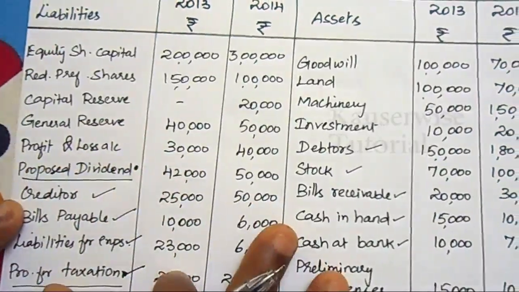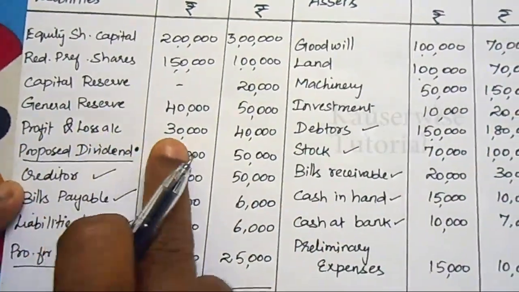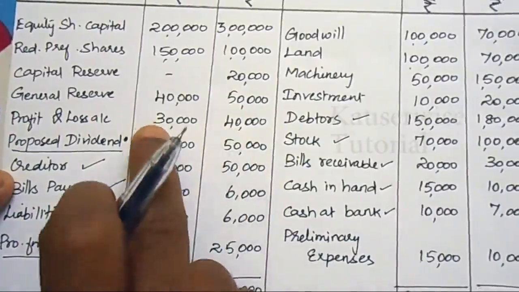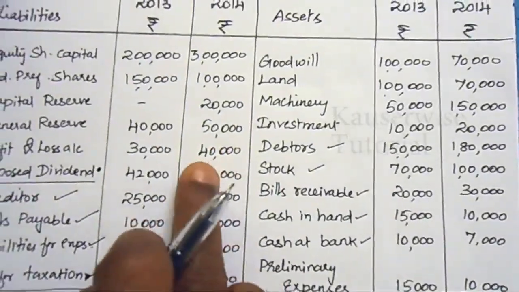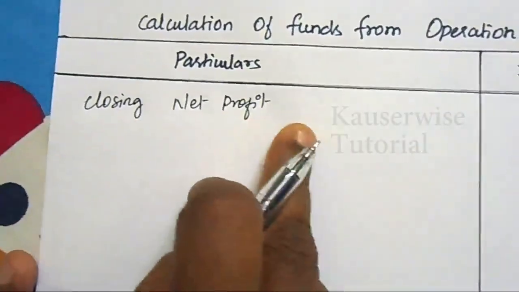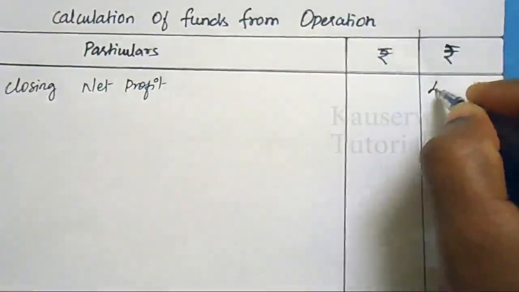See, look at the balance sheet, profit and loss account. 30,000, 40,000. This is opening balance. This one is closing balance. You have to start with closing balance. Closing net profit, how much? 40,000.